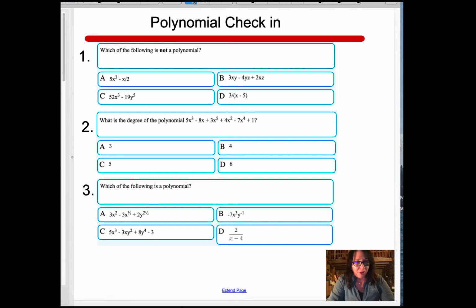So just a polynomial check-in, which of the following is not a polynomial? When you're looking at this, what you should be thinking about is that things that aren't polynomials are when you're dividing by a variable. For example, this one right here, A, which says negative x over 2, that's completely fine. These are all good, but this one says 3 divided by the quantity x minus 5, so that would be no.